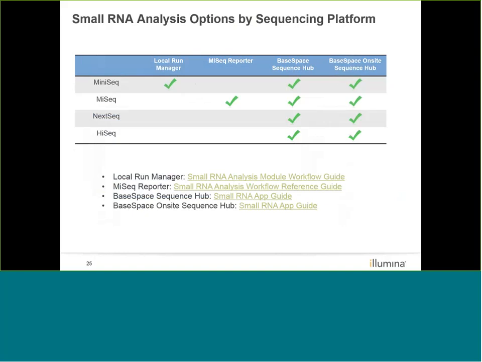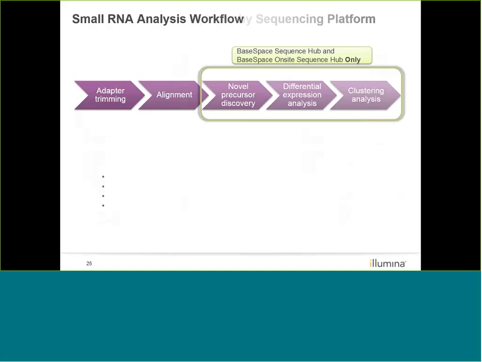All right, so what are the small RNA analysis options by sequencing platform? Well, if you want to use the BaseSpace Cloud or BaseSpace on-site option, you can use those options with any one of our platforms. But if you wanted to use Local Run Manager, that software runs only on the MiniSeq. And then for MiSeq Reporter, that software runs only on the MiSeq. And if you want to know more about these different analysis options, we do offer analysis reference guides for each one, which I've linked here in this slide.